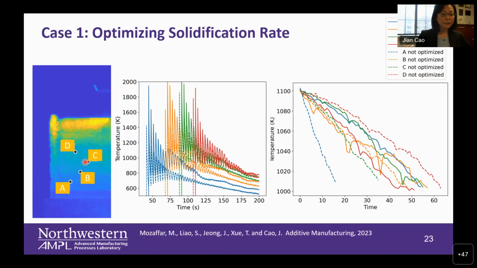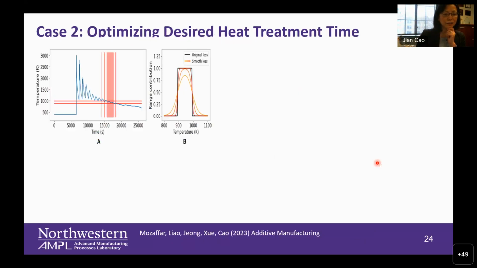So you can see A, B, C, D, depending on where you are, you have different thermal history. And remember, we want that thermal history. So this plot is because each point has a different birth time, so we shifted and compared, for example, the thermal history that we want. The dashed lines are the constant laser power, and these solid lines are the ones using our computed laser power. So this is promising.